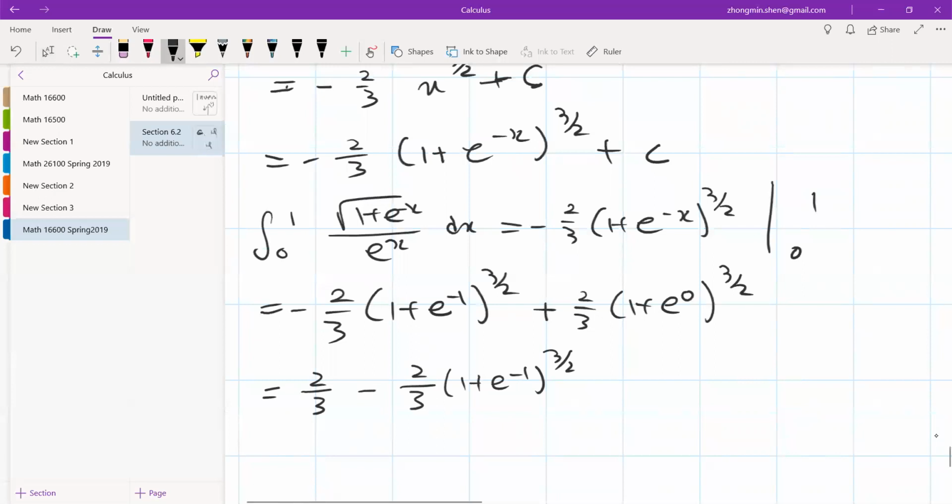Hold on. It's not going to be positive now. Oh, this is 1. Yes, 2. This will be positive because the first 2 is larger than 1 plus e to the negative 1. Okay. Why is 2, not 1? Because 1 plus e to the 0, e to the 0 is 1. So 1 plus 1 is 2. Okay. So this is going to be a positive number.